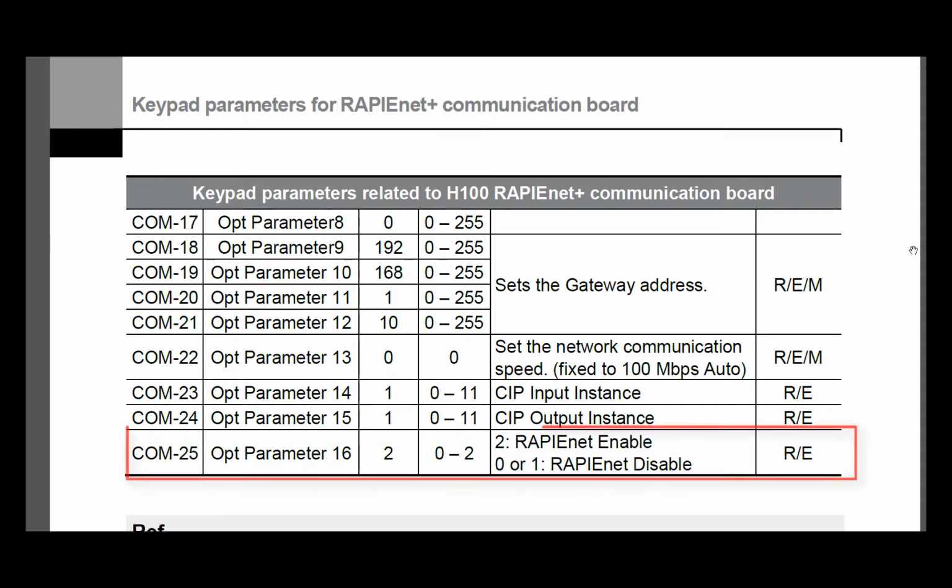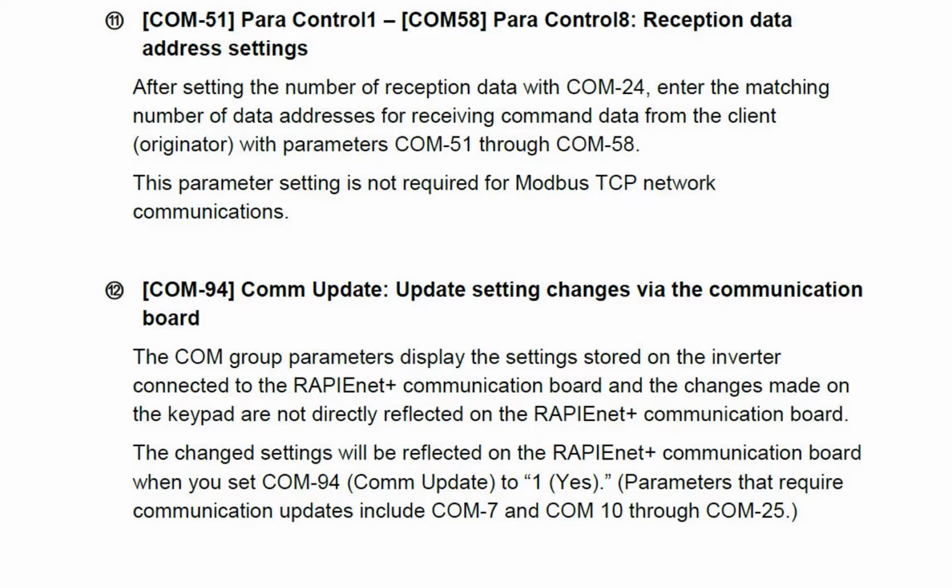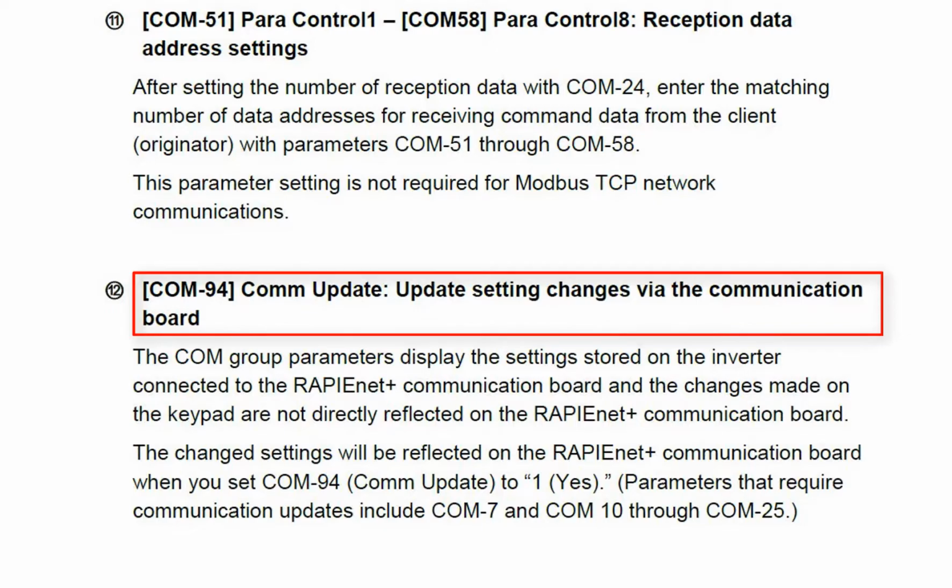And lastly, it's very important to note that you want to disable the RapidNet at COM 25. Set that to a zero. Additionally, to implement all of these communication changes, you'll have to go to CM 94 to do a communication update.